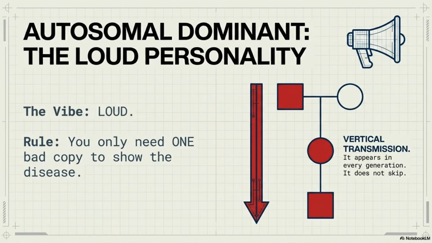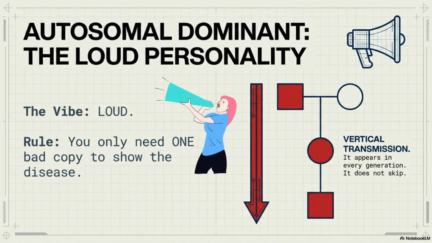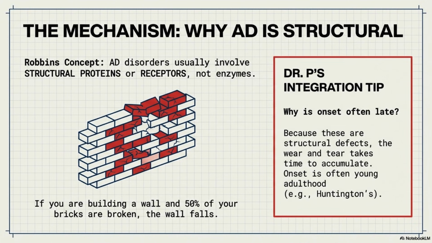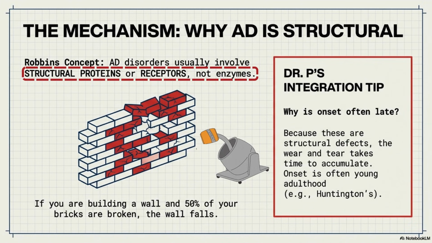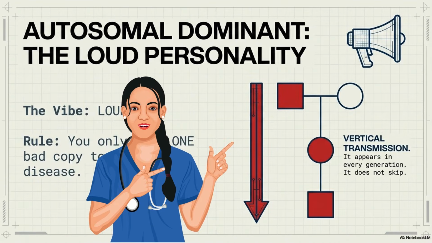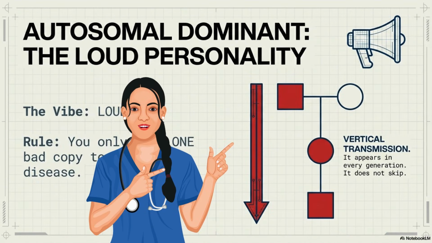Autosomal dominant. The loud personality, you only need one bad copy to show the disease. Autosomal dominant disorders usually involve structural proteins or receptors, not enzymes. Why? Because if you are building a wall or structure and 50% of your bricks are broken, the wall falls. Transmission is vertical. You see it in every generation, grandpa to mom to child.